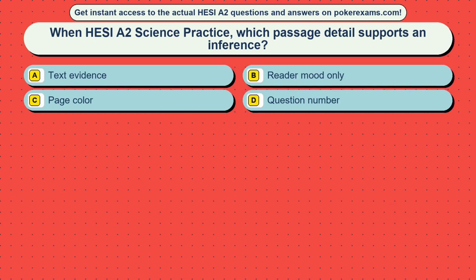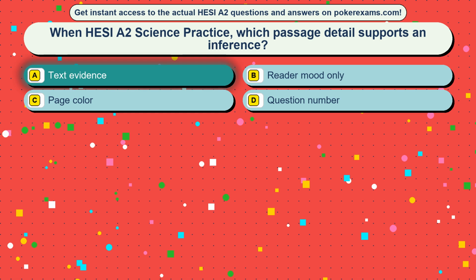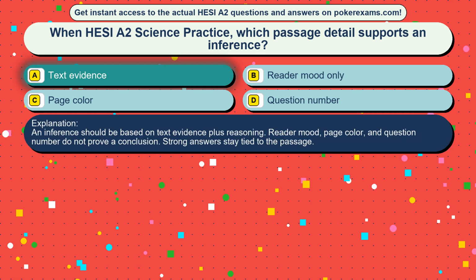Question 49. When HESI A2 Science Practice, which passage detail supports an inference? Option A, text evidence. Option B, reader mood only. Option C, page color. Option D, question number. The correct answer is option A, text evidence. An inference should be based on text evidence plus reasoning. Reader mood, page color, and question number do not prove a conclusion. Strong answers stay tied to the passage.